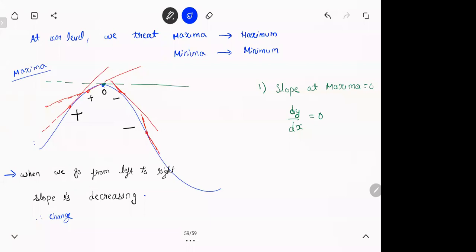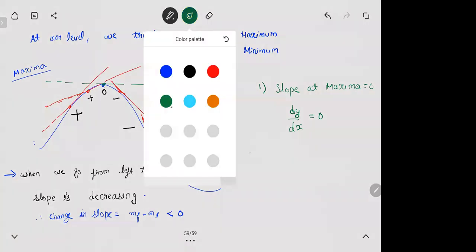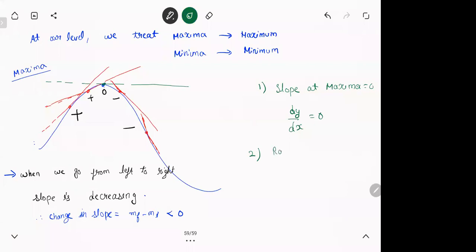If something is decreasing, will the final value be more than the initial value or less than the initial value? Less, right? So what will the change be? Final minus initial. Change in slope will be slope final minus slope initial. This is negative, right? Because it is decreasing, final slope should be less than initial slope. Agreed? Then the second point here: the rate of change of slope is negative.